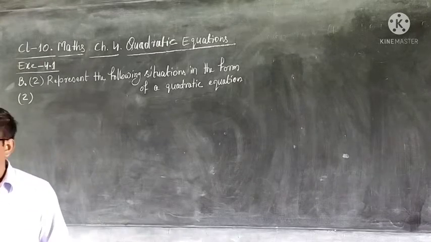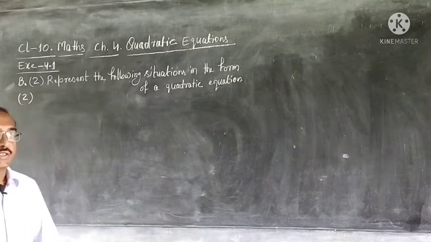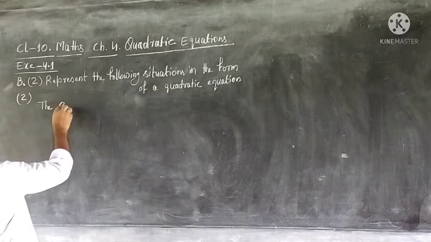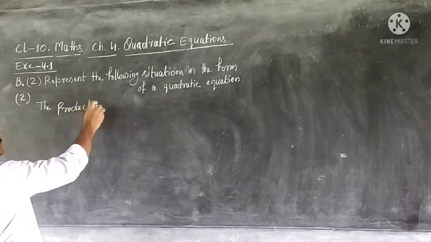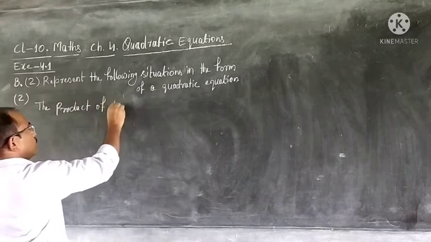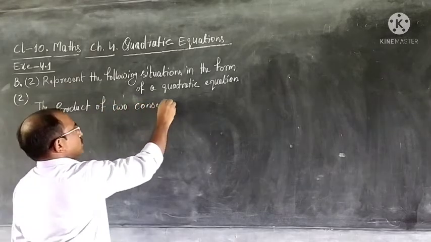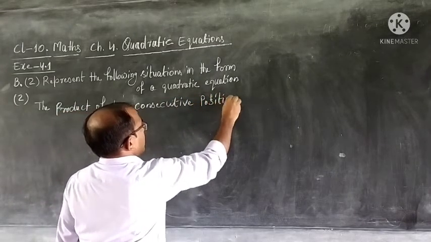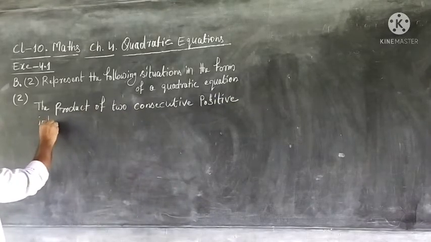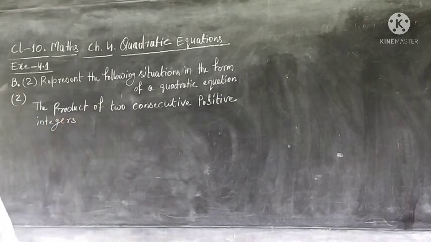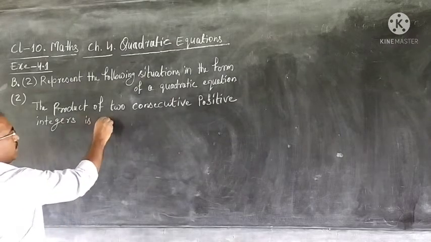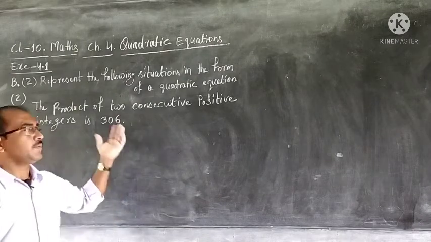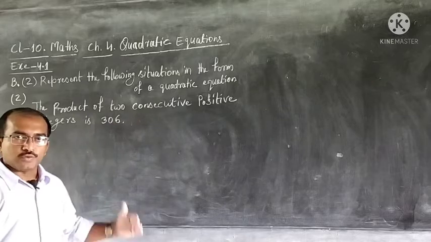The product of two consecutive positive integers is 306. So the situation here is, the product of two consecutive positive integers is 306. We need to find those two positive integers. How shall we convert this statement into a quadratic equation?